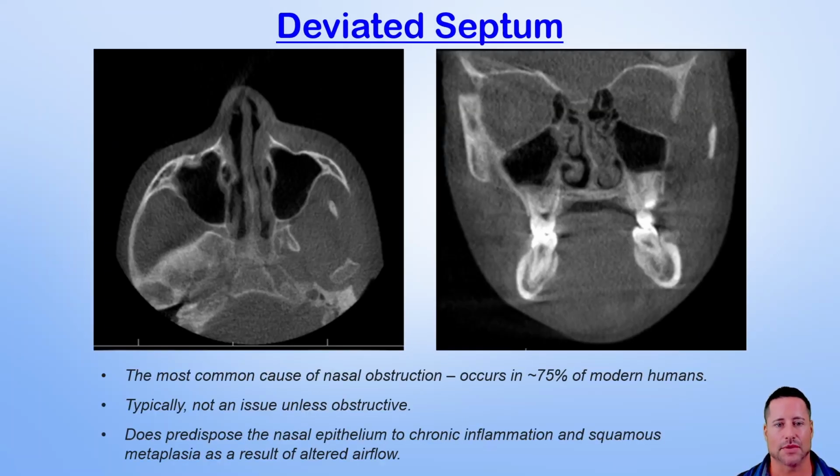A deviated septum. So the most common cause of nasal obstruction is a deviated septum. It occurs in approximately 75% of modern humans. It's usually not an issue unless it becomes obstructive. It does, however, predispose the nasal epithelium to chronic inflammation and squamous metaplasia as a result of altered airflow.